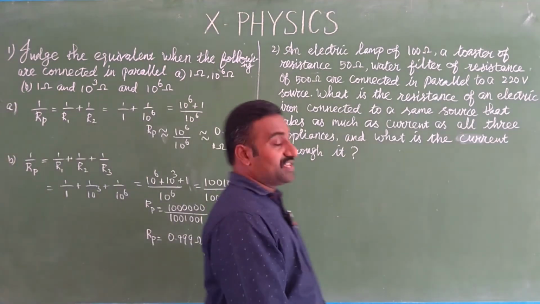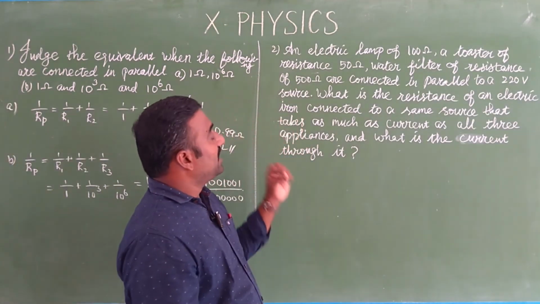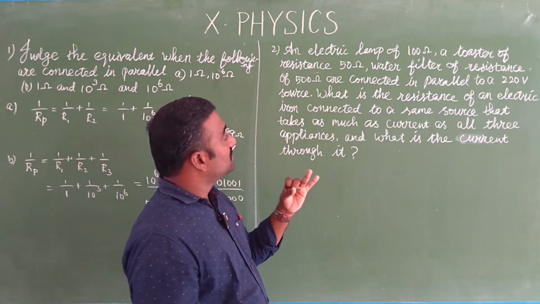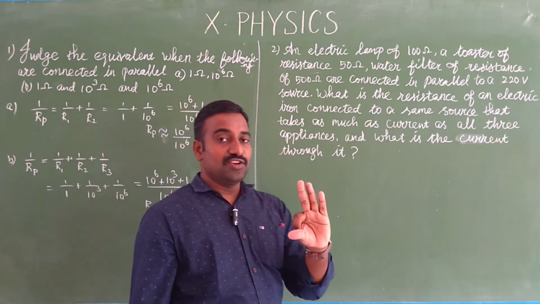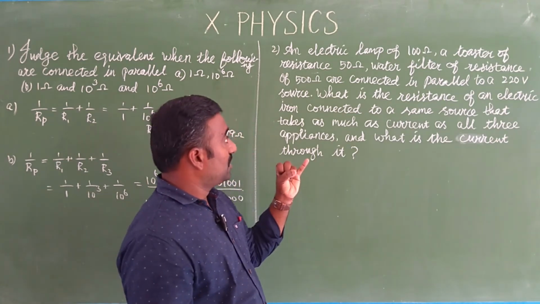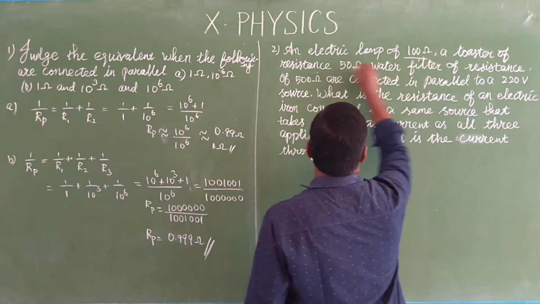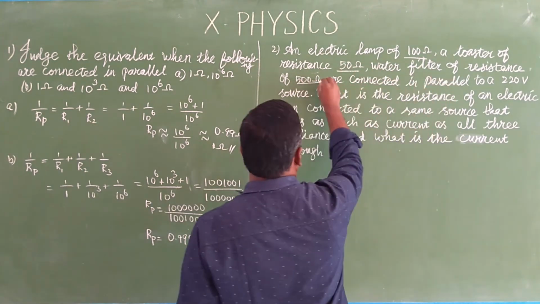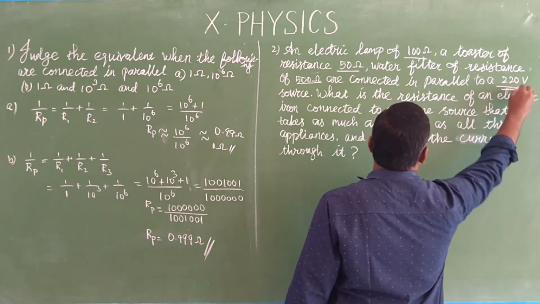Okay. The next question, listen. An electric lamp, a toaster and a water filter. There are 3 components. Each component's resistance value is mentioned: R1, R2 and R3. All are connected in parallel with this.